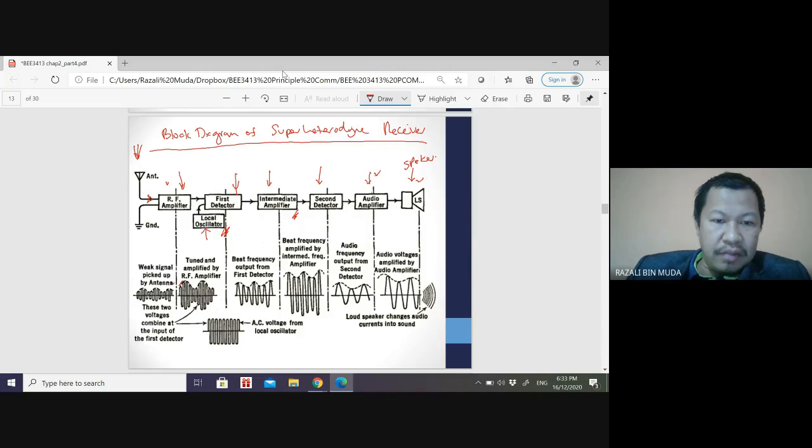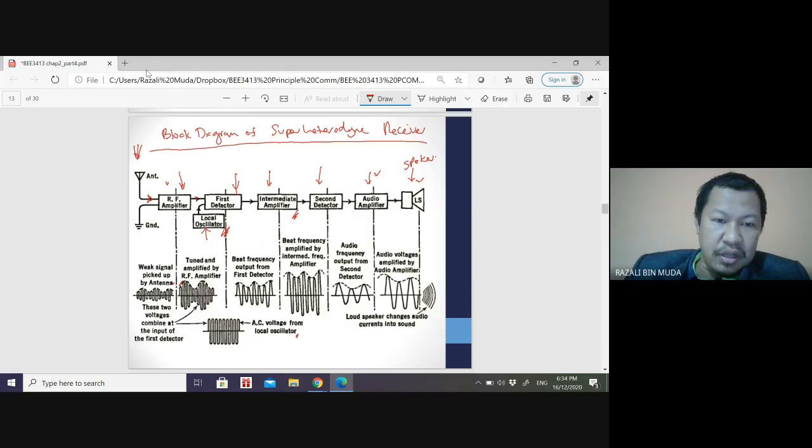Tuned and amplified by the RF amplifier. These two voltages combine at the input of the first detector: the AC voltage from the local oscillator and the amplified signal. Now the weak signal has been amplified, so the small signal becomes big.